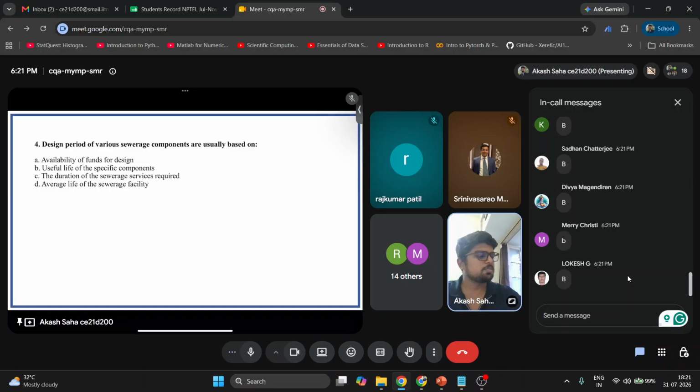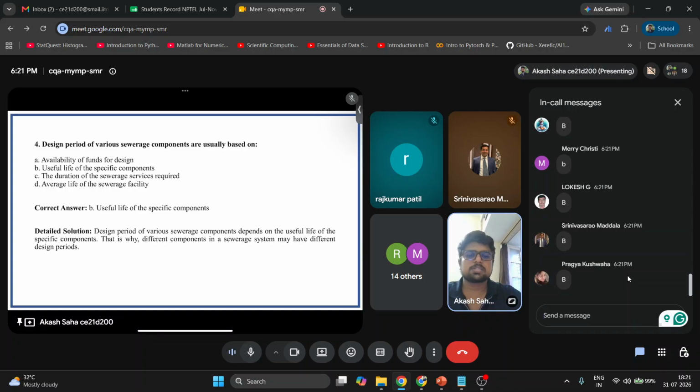Okay, yes. So most of you answered it correctly. It is the useful life of the specific components. Because after the useful life, the required purpose of the component will not be served. So that's why different components have different design periods, based on till what time they can serve the purpose, right?